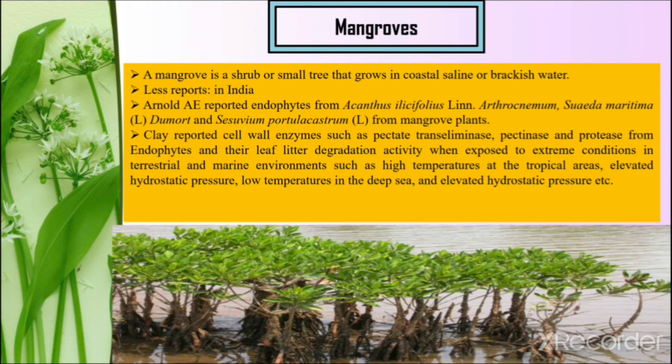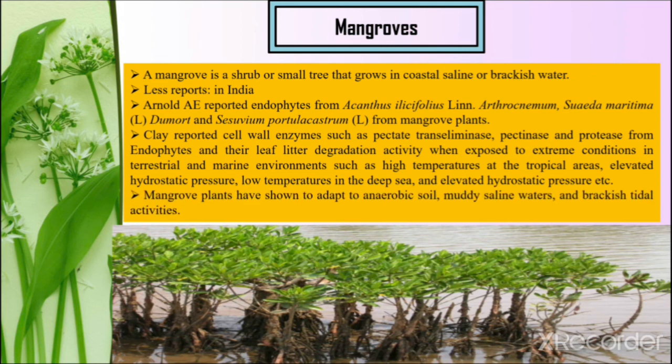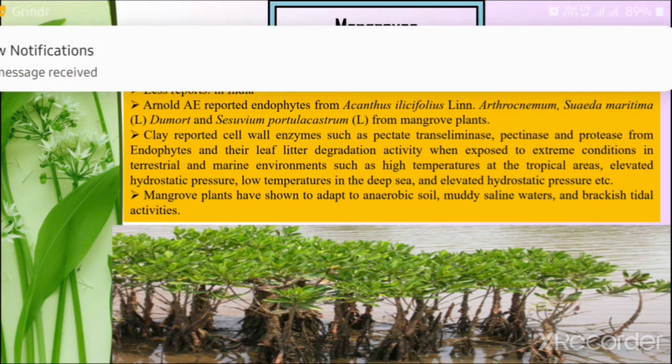Clay reported cell wall enzymes such as pectate transeliminase, pectinase, and protease from endophytes and their leaf litter degradation activity when exposed to extreme conditions in terrestrial and marine environments, such as high temperatures in tropical areas, elevated hydrostatic pressure, and low temperatures in the deep sea. Mangrove plants have been shown to adapt to anaerobic soil, muddy, saline waters and tidal activities.